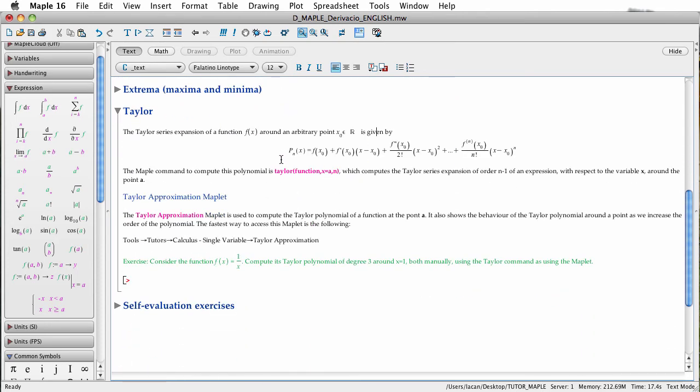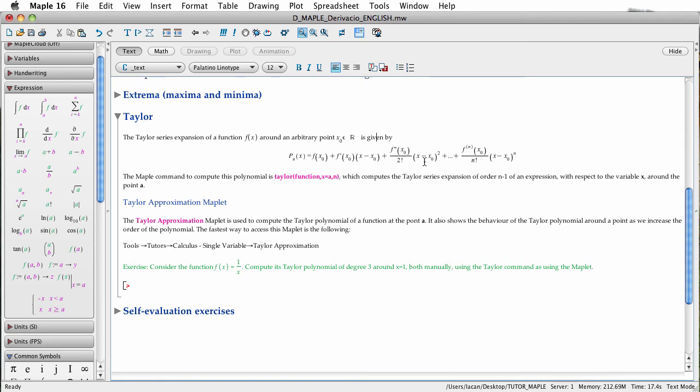So now the expression of the Taylor polynomial is here. The polynomial approximating the function at point x0 is the value of the function at x0, plus the first derivative evaluated at x0 times x minus x0, plus the second order derivative divided by 2 factorial times x minus x0 squared, and then you can go on up to the order you need to compute. You can also compute it here in Maple using the Taylor command, which is faster, and also using a tutorial. So let's start with this exercise.